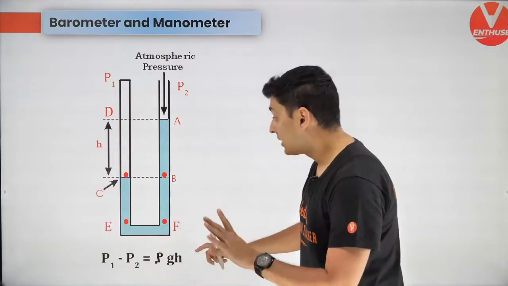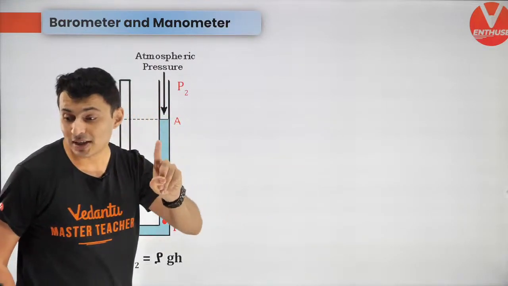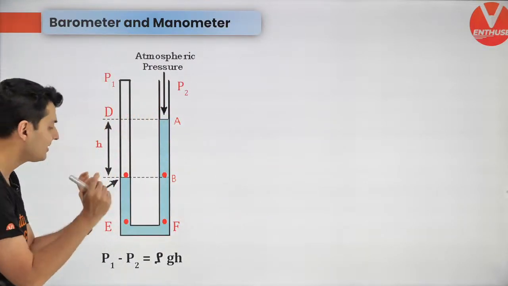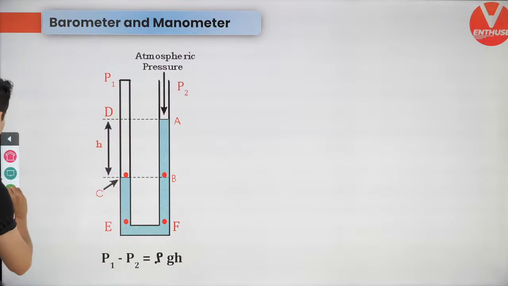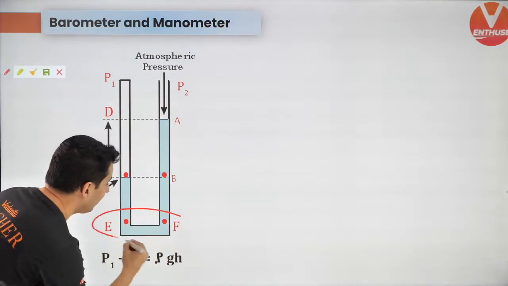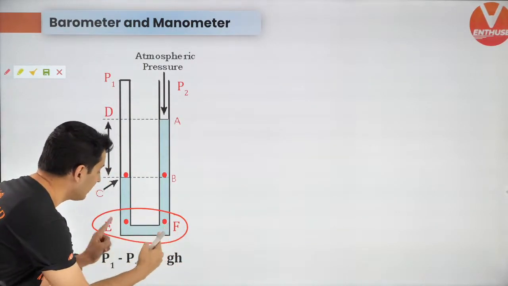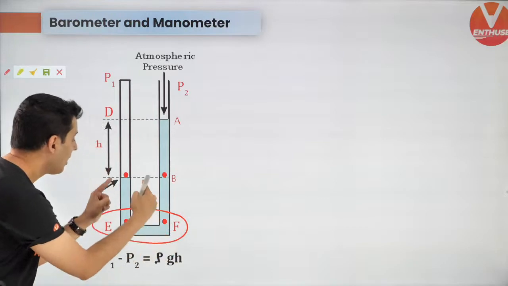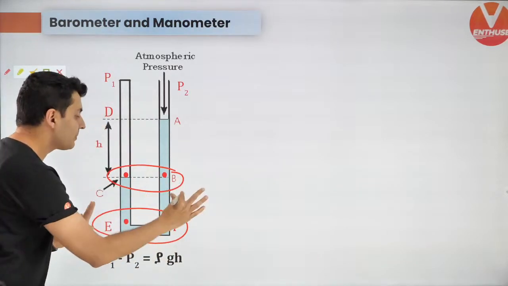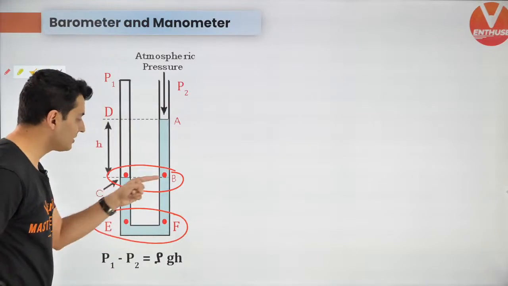Okay, one more thing. Lot of people get confused, sir, which point's pressure is equal to which point's pressure. Now, understand, very, very important concept. See, it's not just about formulas. Point E and F's pressure is always same. Because if it was not same, then the liquid will start flowing. Point C and point B's pressure is also same. These two points have same pressure.